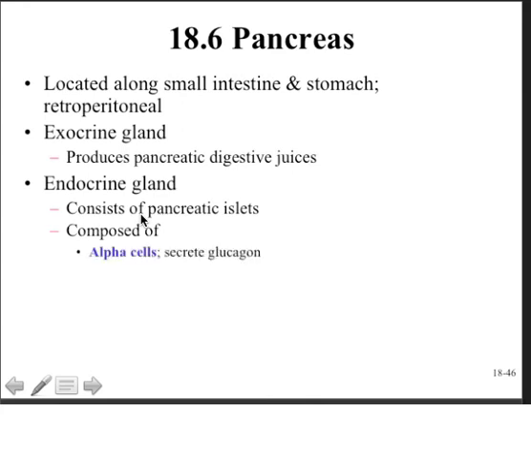The alpha cells are the glucagon secretors, the beta cells, the insulin secretors, and then there's another hormone that's less prevalently discussed when we talk about the pancreas, and that's somatostatin, and its action is opposite that of HGH. It slows growth.